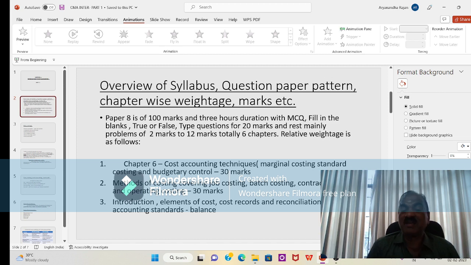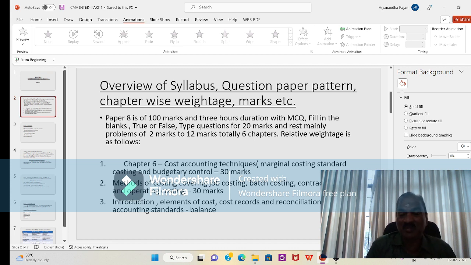Then first, primary chapters: introduction, elements of cost, cost records. That is, elements of cost means material, labor, overhead, etc. Reconciliation between cost and financial records. Cost accounting standards. Exclusively once cost accounting standard a chapter is there that can be easily studied, and only primary study is intended. You should know the number as well as the heading of the cost accounting standard.